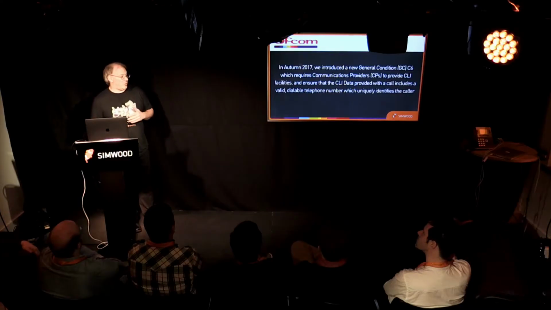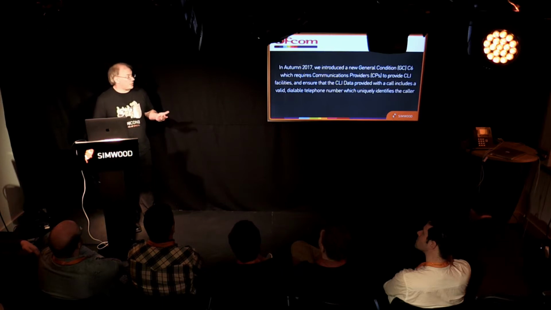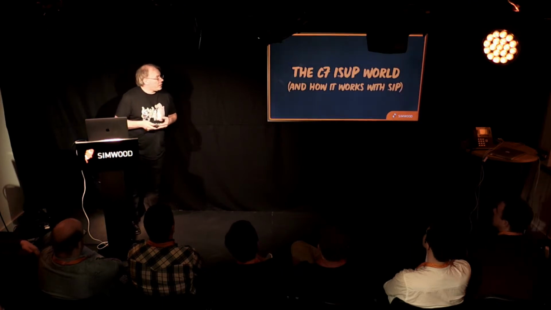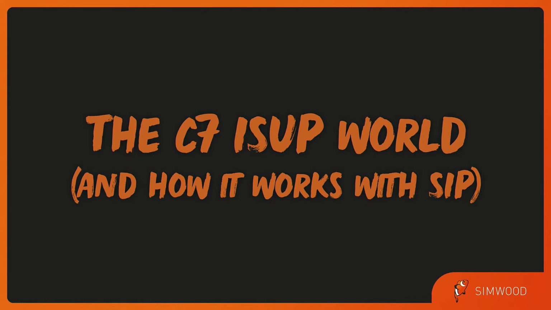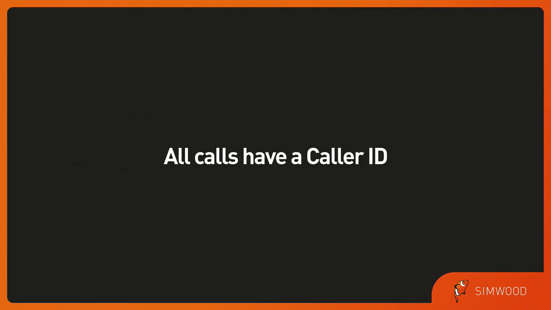So, a bit of background, we deal mainly with C7 interconnects, regulated interconnects. We don't deal with that many other PSTN networks by SIP. We still do everything in C7. So there's the C7 ISUP world and how it works with SIP, which some of you will know, some of you won't. In theory, all calls have a caller ID. Well, no, most calls have a caller ID. And more specifically, most calls have at least one caller ID. Not only one, and sometimes none.